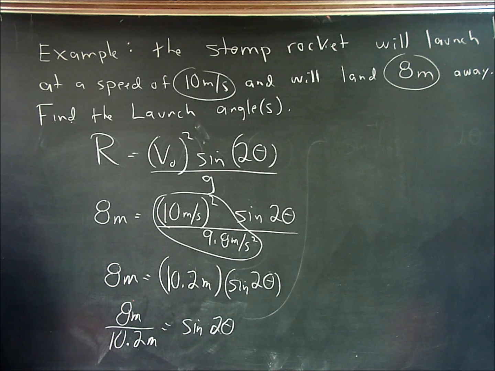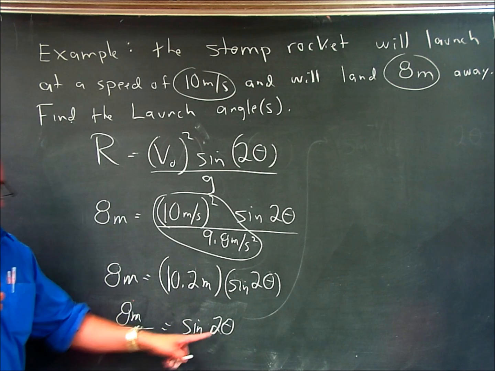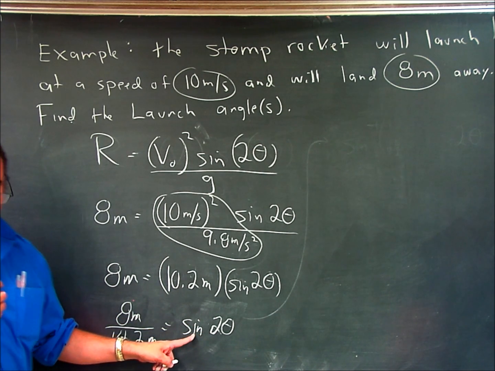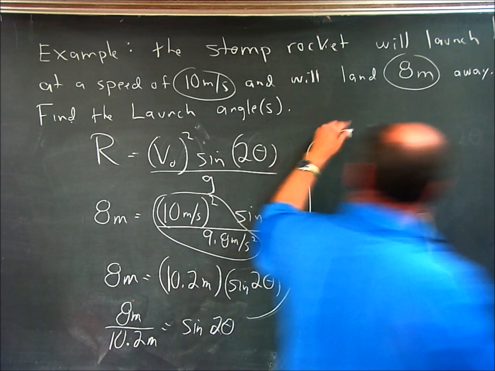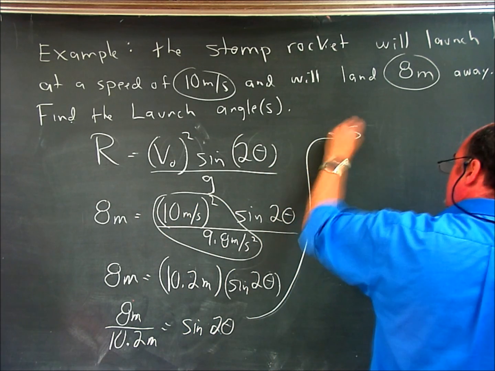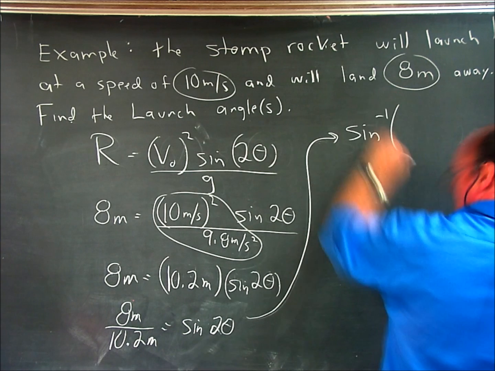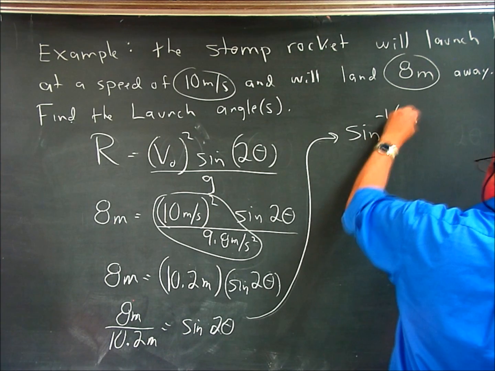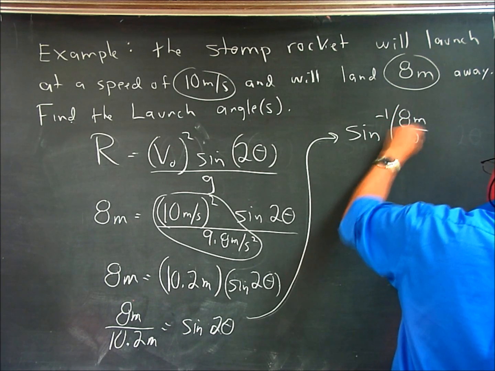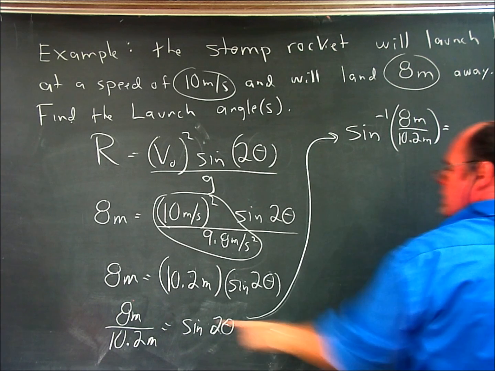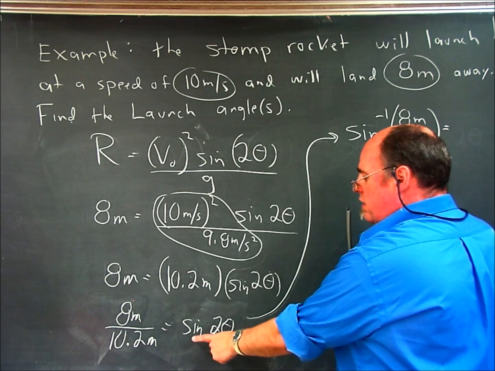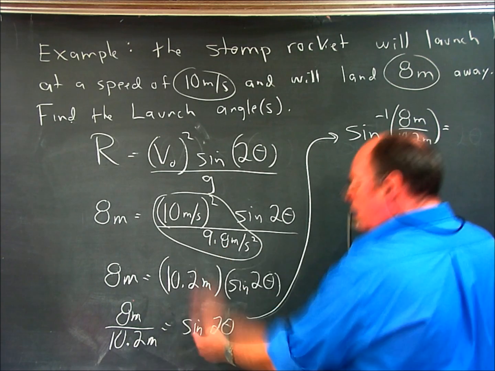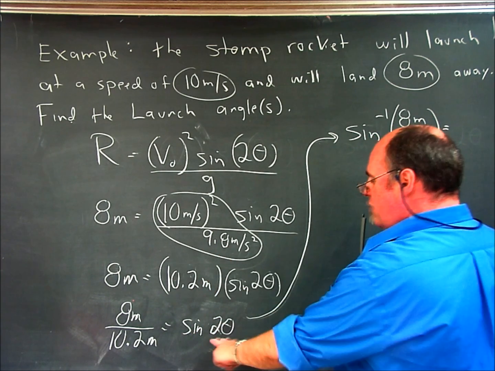Okay. So I want to get the angle by itself, but it has this sine function in front of it, so I have to do the opposite. So why don't I move up here and take the opposite function. So the sine minus 1 of 8 meters over 10.2 meters equals the sine minus 1 of sine. The inverse sine of sine cancels out, and you're just left with 2 times the angle.